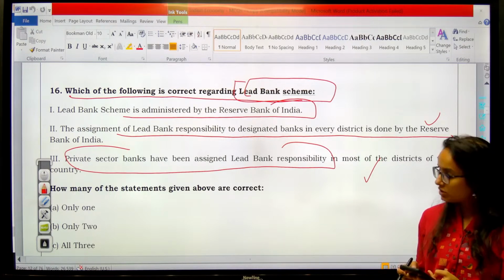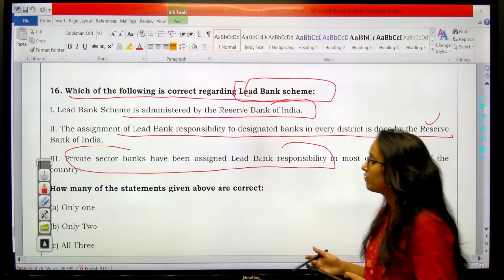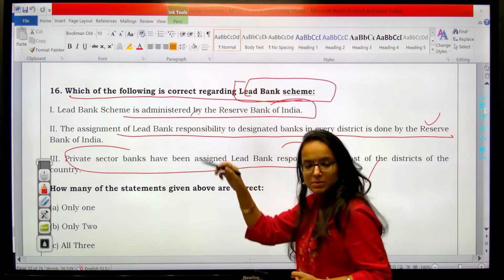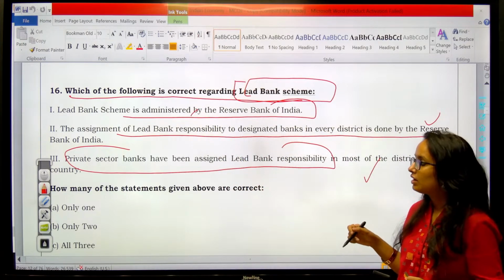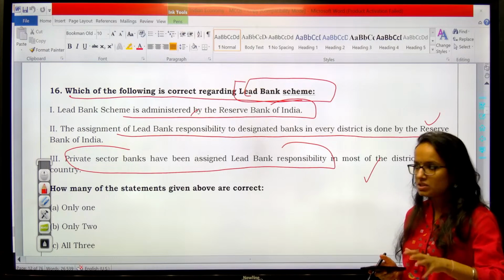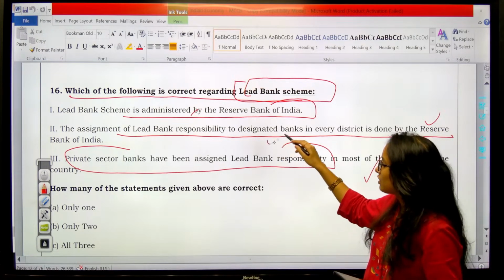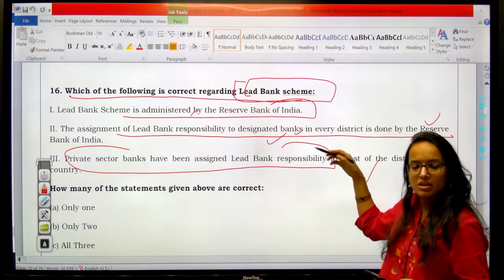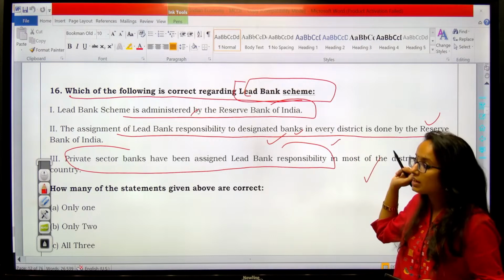Only 2. Statement 3 is incorrect, you are saying. Okay, very good. So the lead bank scheme is administered by RBI, as you know, right? What will be the lead bank? The best performing bank of that district. Okay, the assignment of lead bank responsibility to designated banks in every district is done by RBI, correct.